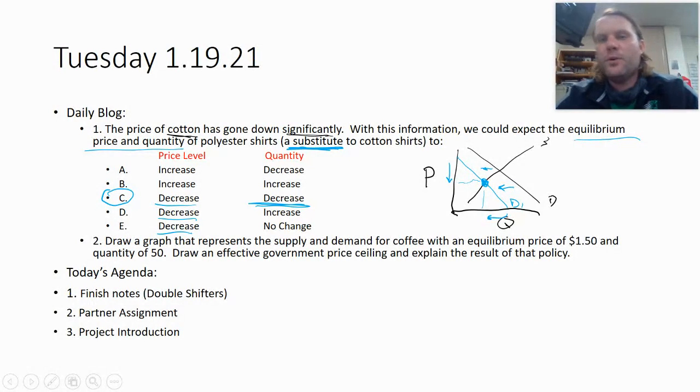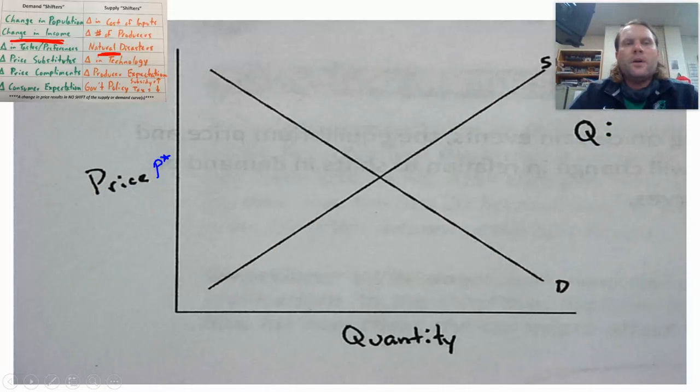You might be really good at drawing these graphs, but you've got to understand what the graphs are going to show us. I'm not going to draw another price ceiling. We just did two of those different things. Remember, price ceilings are below the equilibrium point. It's tricky, right? So that's a max price.